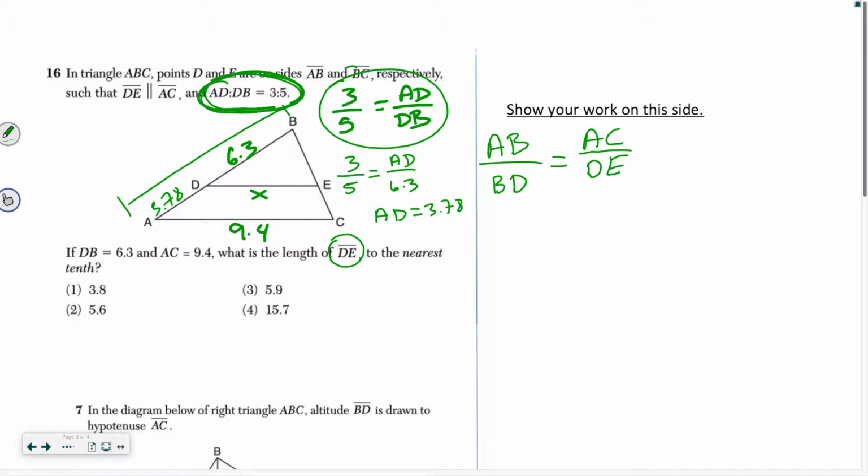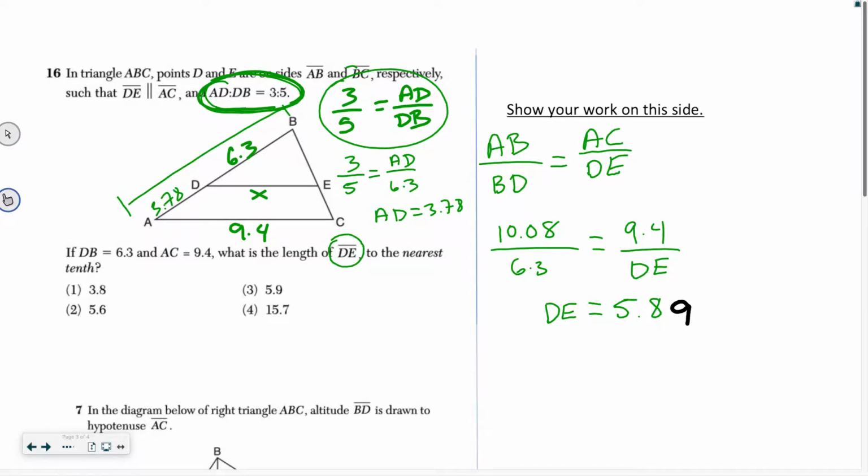The length of the whole thing is 10.08. Right? 10.08 over BD, which is 6.3, is equal to AC, which is 9.4, all over DE. Cross multiply one more time, right? And so we end up with DE equals 5.89, which if you round that, you end up with 5.9.